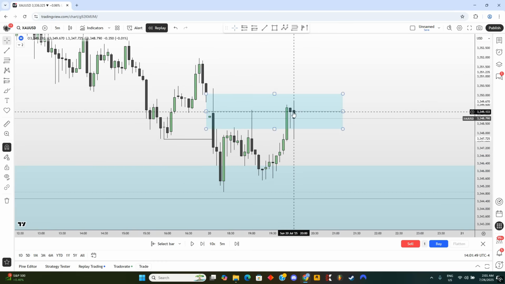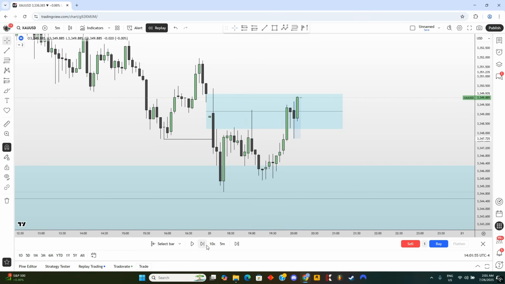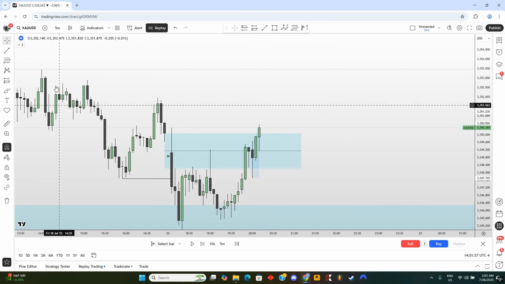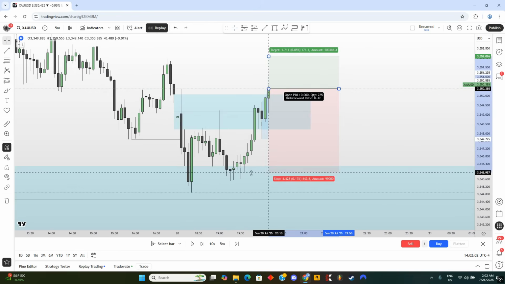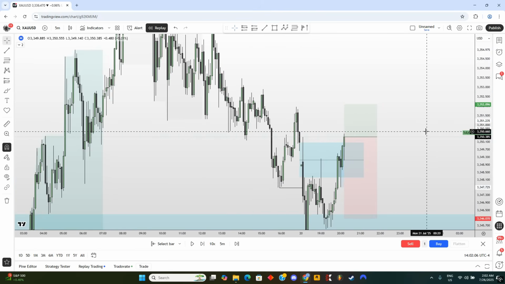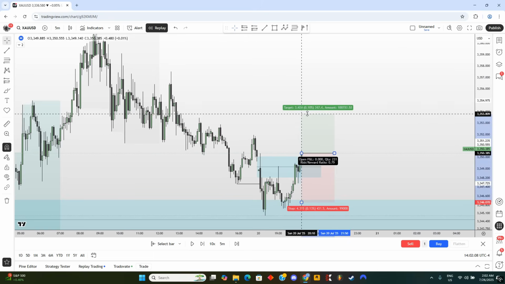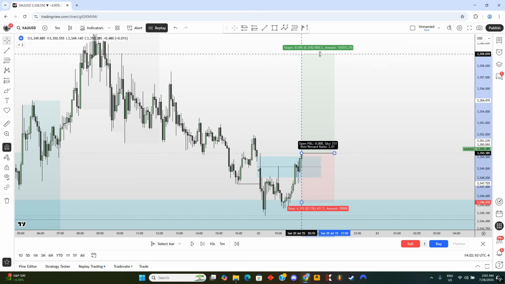right? So this is when the 8 p.m. opens, and then we're waiting for inversion above it. And right there we have our inversion. Now stop, I would just basically put below these bodies over here, which is a big stop, but I'm gonna be fine with it. And then I'm gonna go for 1 to 2.